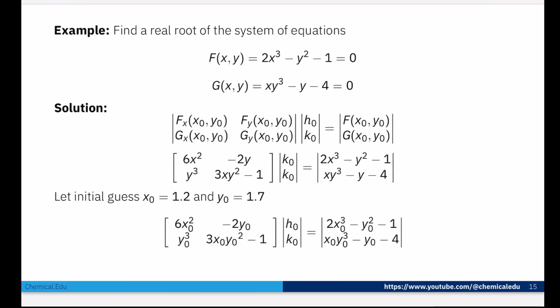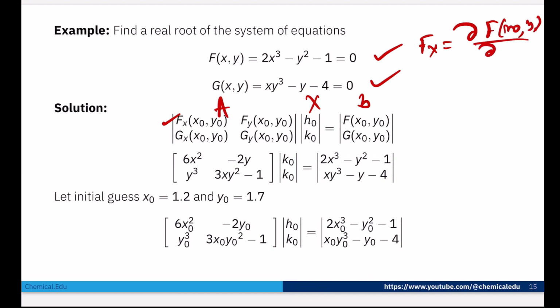Now I am taking the example. Here these are the two nonlinear equations, 2x^3 - y^2 - 1, and we know the A matrix, the unknown x and b. First we have to calculate fx(x0,y0), which is the partial derivative of f with respect to x, and similarly fy, the partial derivative with respect to y, and similarly gx and gy. If I do the partial differentiation, that gives 6x^2. With respect to y, that gives -2y.